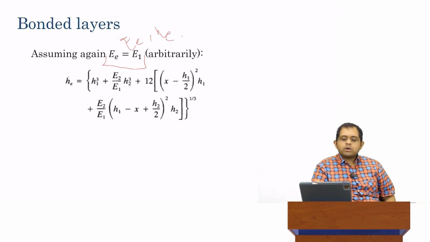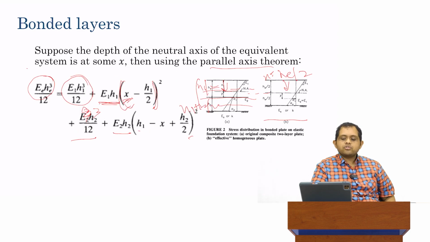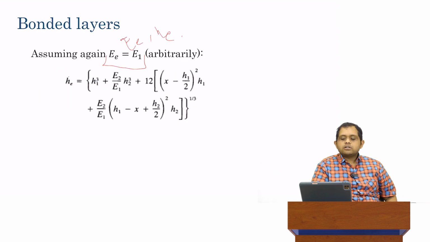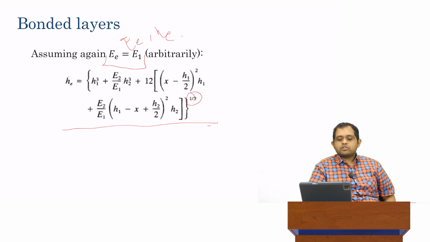If EE is equal to E1, then we go back to this equation which we had from the parallel axis theorem. x again is known by equating the first moment of area. So what we get from the parallel axis theorem in that case is now we have EE. And so we can simply divide both sides by EE, which is equal to E1, and then we get an expression for HE. And that's the expression you'll get here. Note there is a cube root over here. Again, very common error that students make. You forget the cube root. So please don't forget to put that cube root. Your answer will be wrong. So when you do that, you'll get this as your expression.